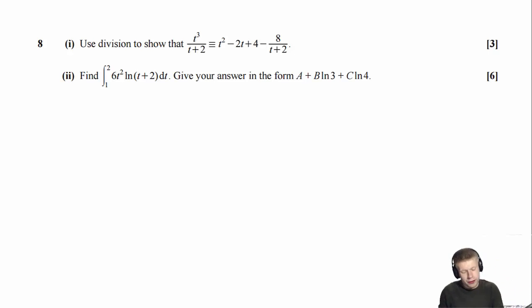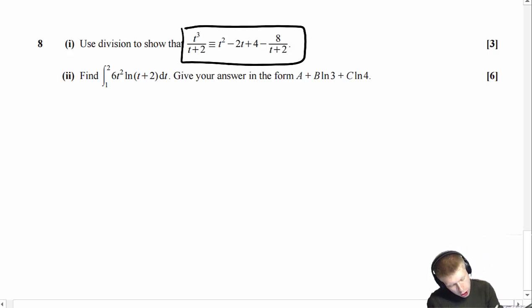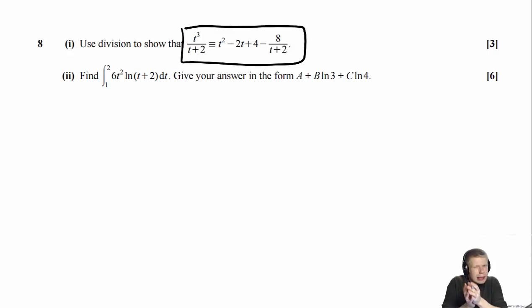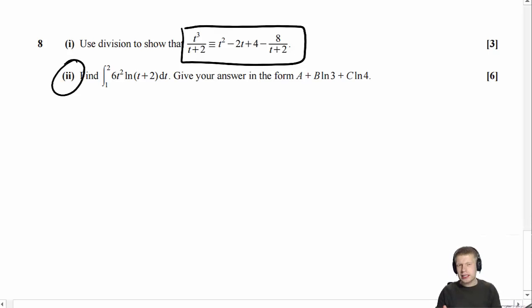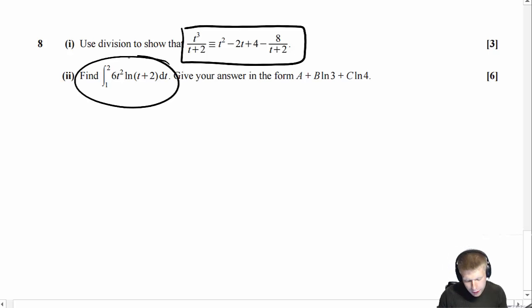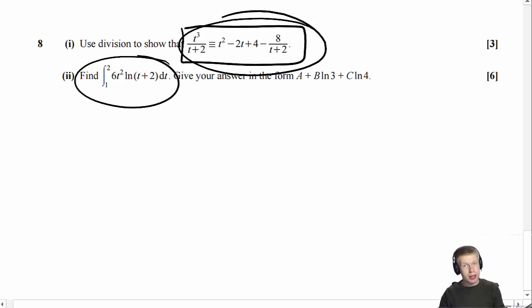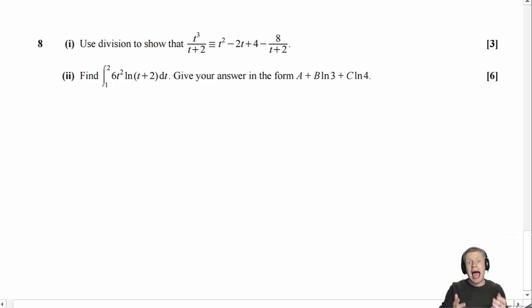Hello! So, if you remember, in the first part of the question, we were asked to show that t cubed divided by t plus 2 was this thing here. But now we're given something seemingly completely different, and yet it's part of the same question. So we've been asked to find this integral here. If you notice, this integral has got nothing to do with this, apparently. But because it's part of the same question, we must have to use it at some point.